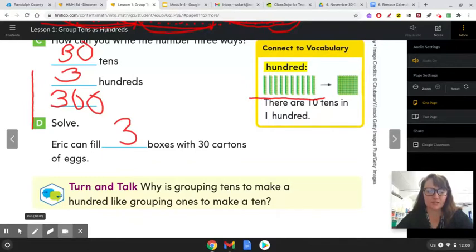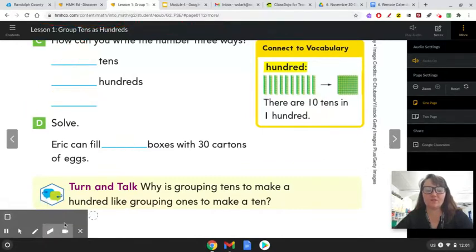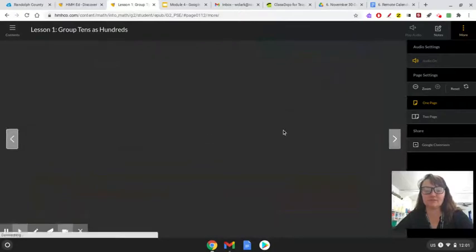So why is grouping 10s to make 100 like grouping 1s to make a 10? Well, I mean, because they're pretty much the same thing, except they're different sizes of manipulatives. All right, so I'm going to erase that and move on to the next page. You guys are doing it. Such a good job.